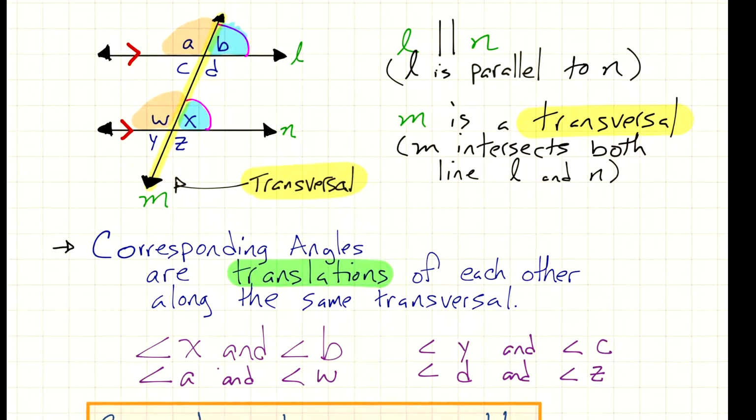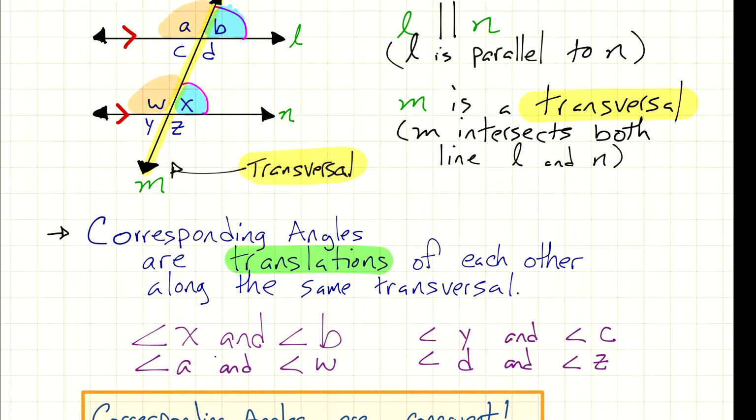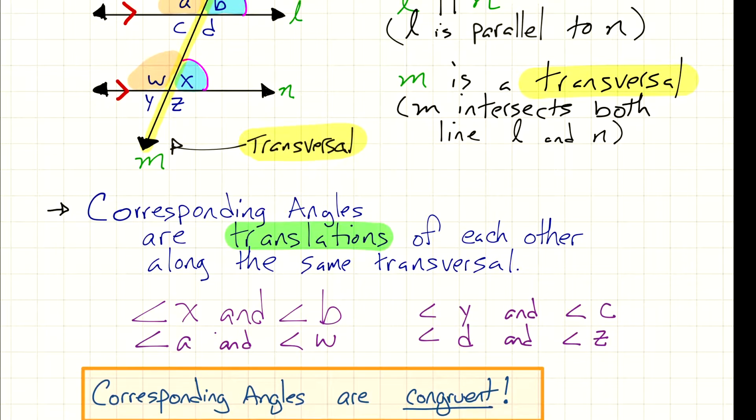I have those written down for us as well. Angles X and B are corresponding angles. Angles A and W are corresponding angles. And I've also listed out the other ones: Y and C, and D and Z. Keep in mind these are angles, not less thans. I know sometimes they look like less than signs, but I try to make them look like angles. Those are examples of the angles that we call corresponding angles.